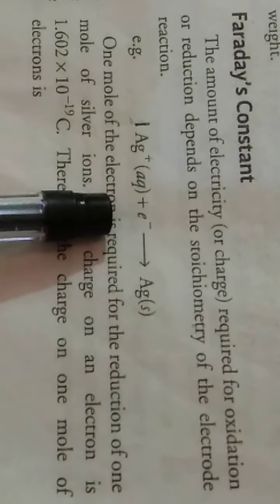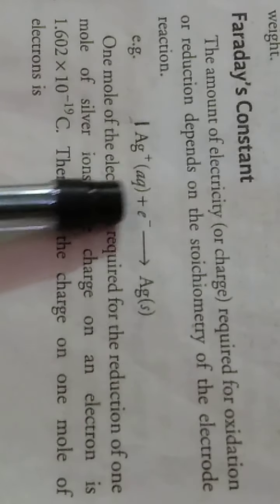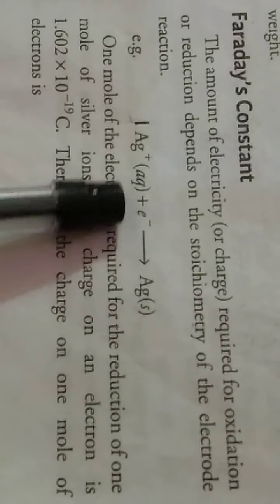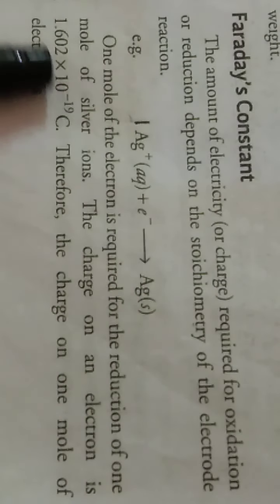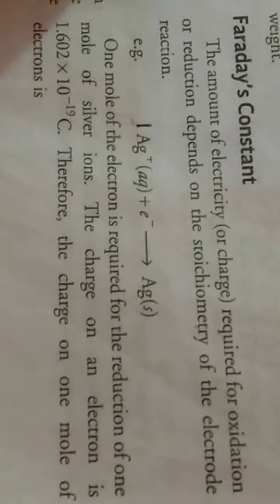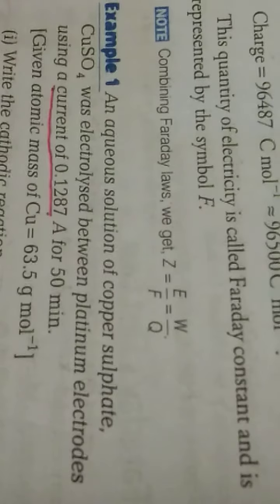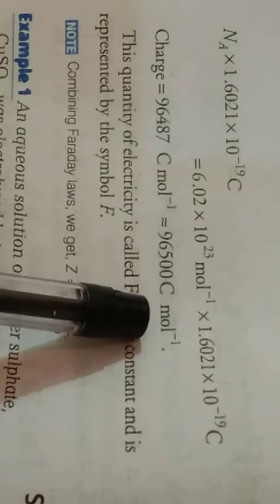Now children, we know that for 1 electron the charge is 1.6 into 10 to the power minus 19 coulomb. Therefore children, what will be the charge on 1 mole of electrons? For 1 mole of electrons, the charge will be the charge on 1 electron into Avogadro number. So what would it be, children? Avogadro number into charge of 1 electron. So it will come out to be 96500 coulomb per mole.